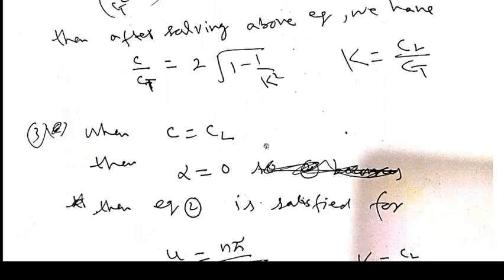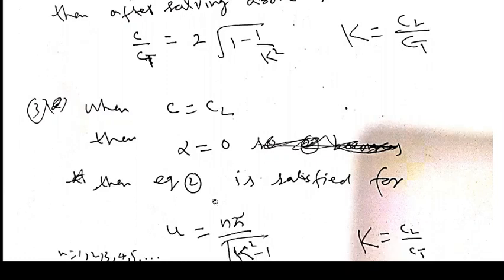Now when our C is equal to CL, the longitudinal wave speed, then in this case alpha is 0, because alpha square is equal to C square over CL square minus 1. When C is equal to CL, 1 minus 1 equals 0. So equation number 2 can be written in this form.